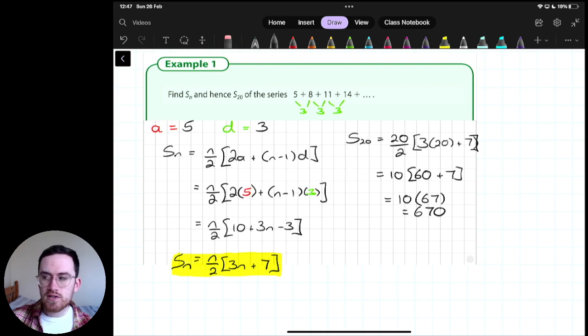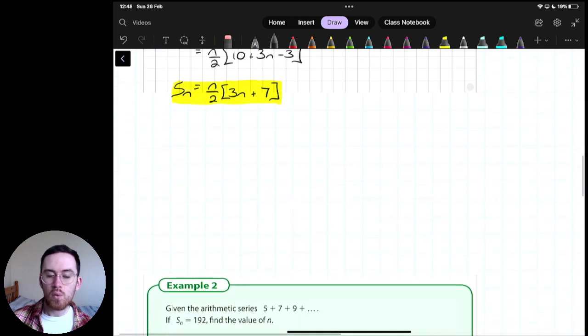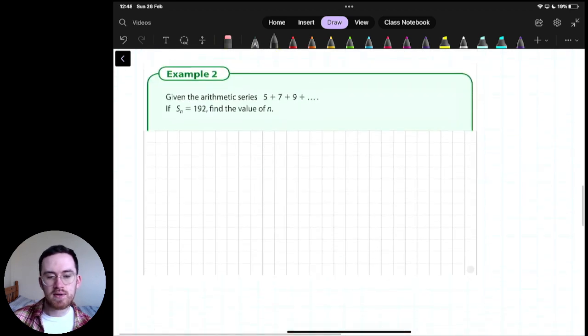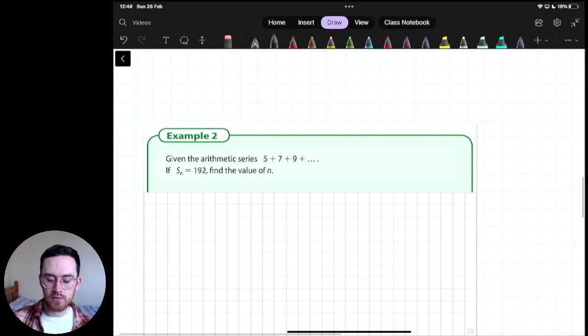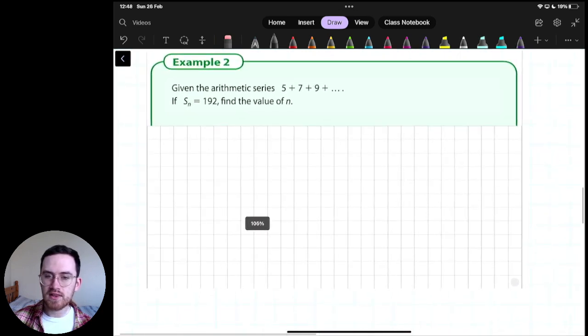So in terms of actually finding Sn and using Sn, it is quite similar to finding Tn. The only thing to be careful of obviously is your different formula. Your a and d come from exactly the same place, have exactly the same value, and finding S20 we sub 20 in for n. What can happen is a question like the one below here, where we're given an arithmetic series and we're asked to find the value of n.